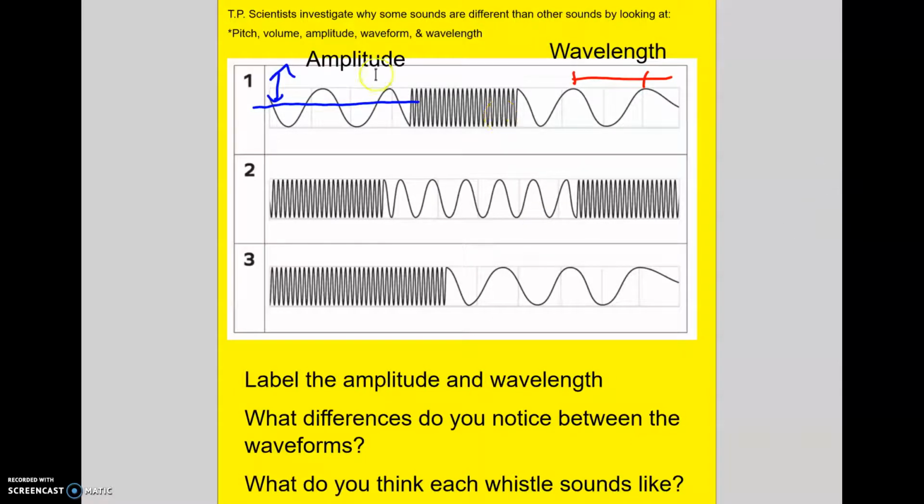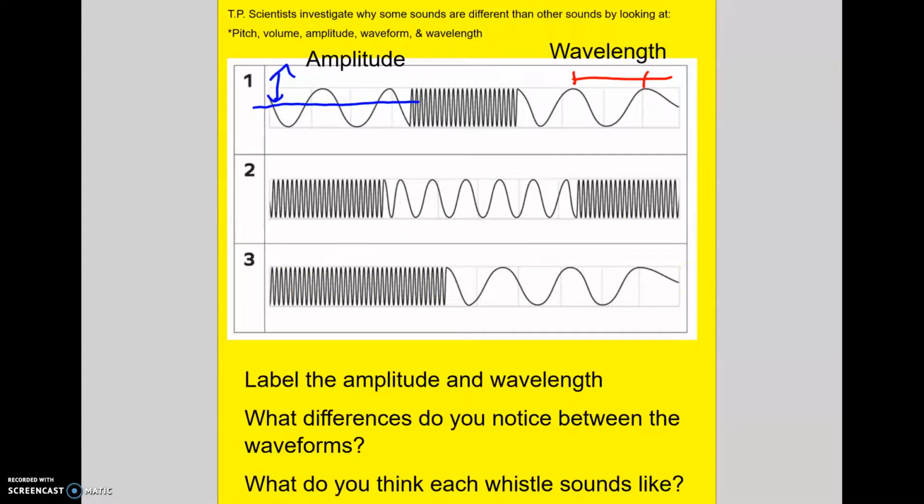Something I'm noticing here is that they're all the same height in numbers 1, 2, and 3. So that means they're all the same volume. What's different though is the wavelengths, so that means the pitches are different. So what do you think each whistle sounds like? For number 1, it starts out low pitched, then it goes really high pitched, and then back to low pitched. In the second one, it seems like it starts out high pitched, then goes down a little bit, and then goes right back up. In the third one, it starts out high pitched, and then it goes really low pitched.